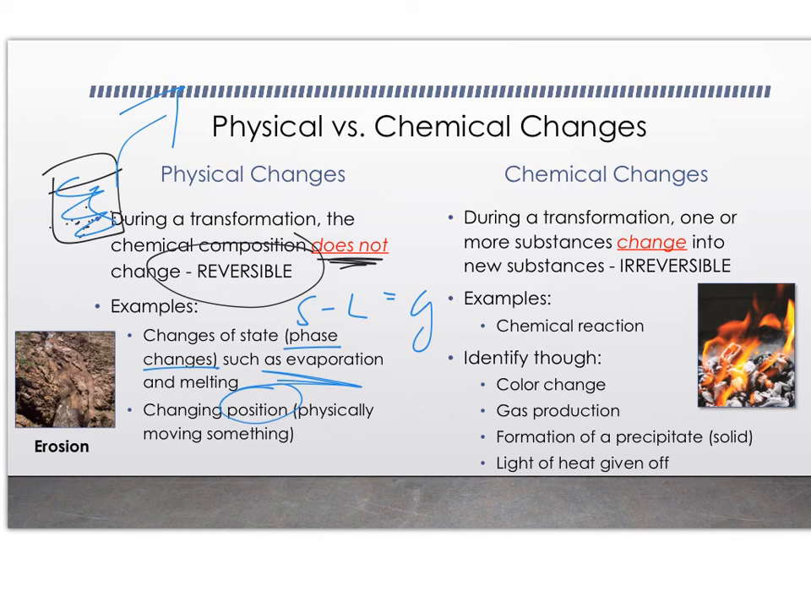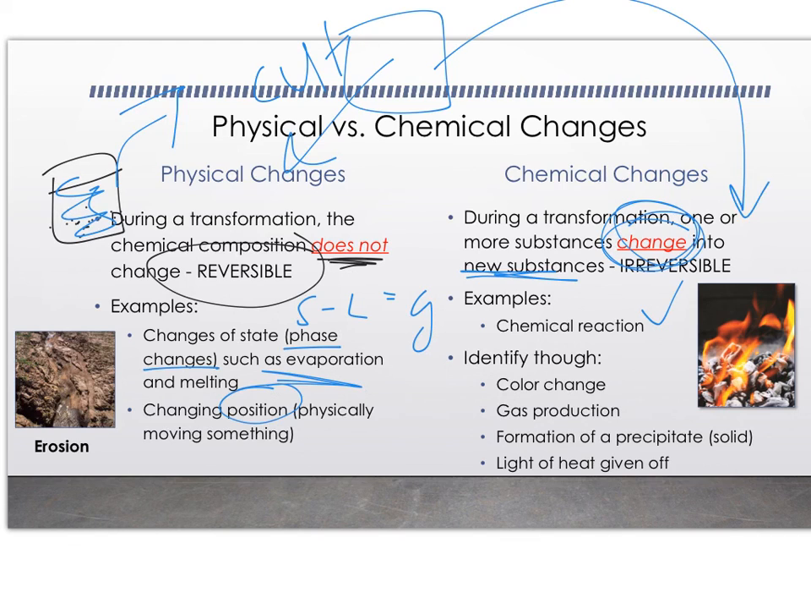So compare that to chemical changes. During a transformation, in a chemical change, one or more of the substances will change into something new, hence any chemical reaction. So go back to that piece of paper. If you cut the piece of paper, you're only physically changing it because at the end of the day, it's still a piece of paper. However, if you burn the piece of paper with fire, it turns into ash. Is ash the same thing as a piece of paper? No. Can you get paper back after you burn it? No. So hence, these are going to be considered irreversible changes because you cannot go back to what you originally started with.